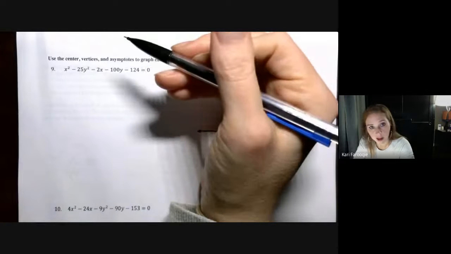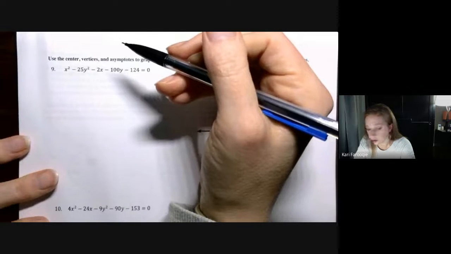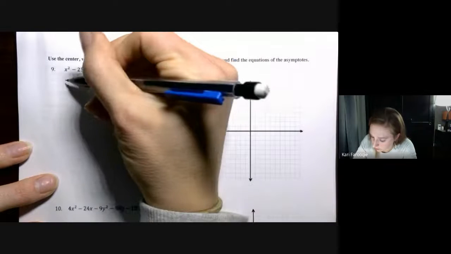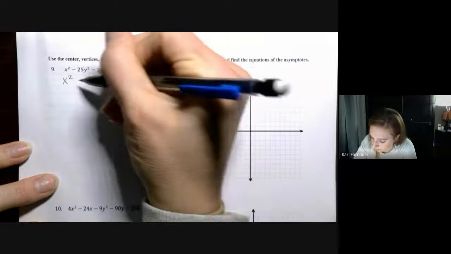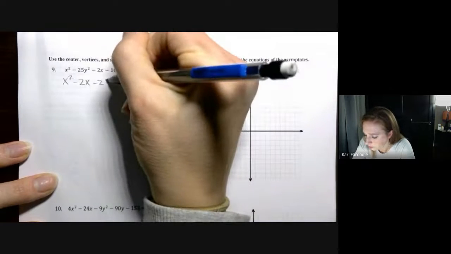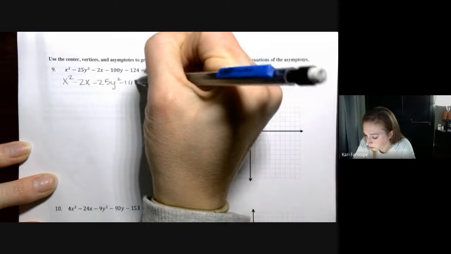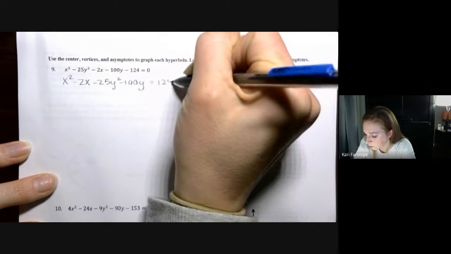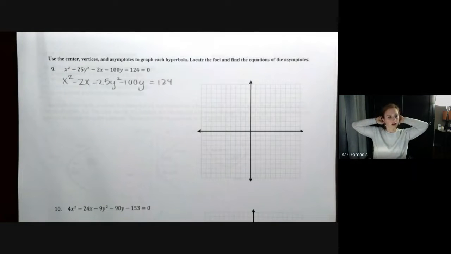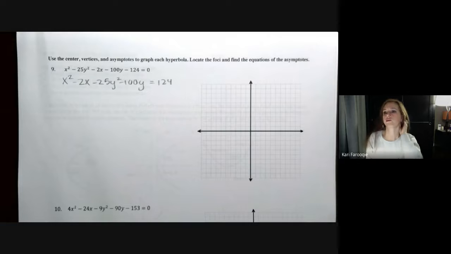Now, I said last time that whenever you're working on completing the square, put the variables that go together. So these like variables, x squared minus 2x, those will go together. And then minus 25y squared minus 100y. And then move your constant to the right-hand side. Check and make sure you didn't accidentally switch any of your signs. Make sure everything stays the same.